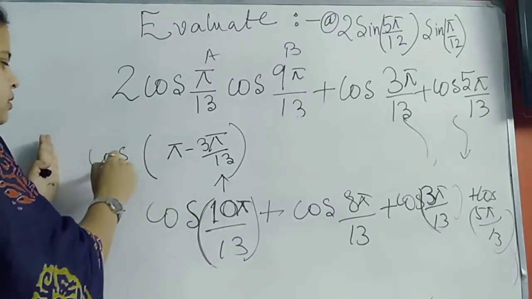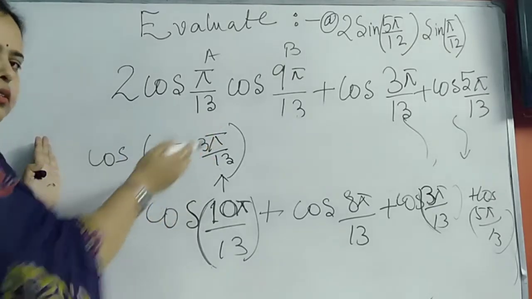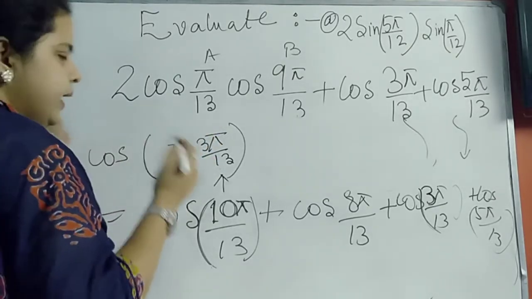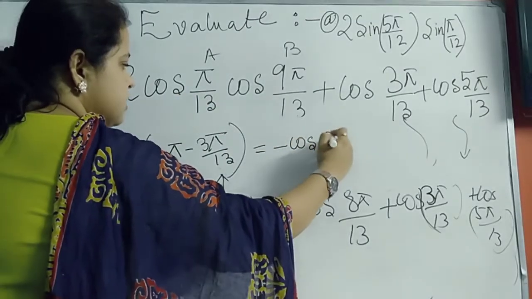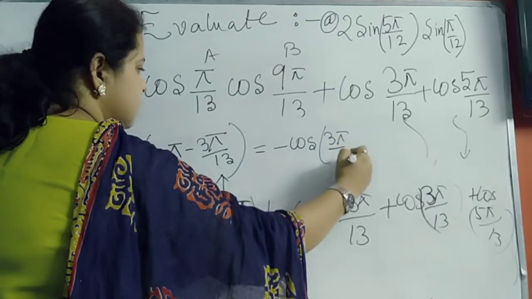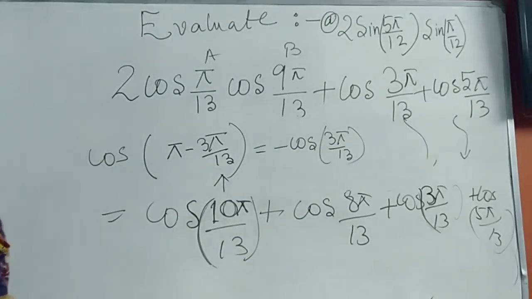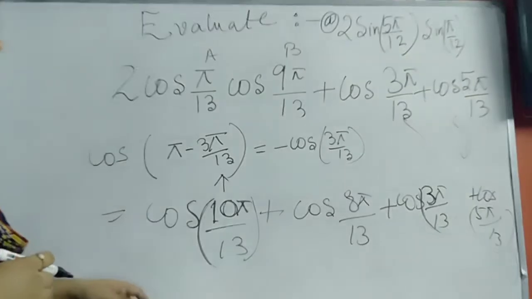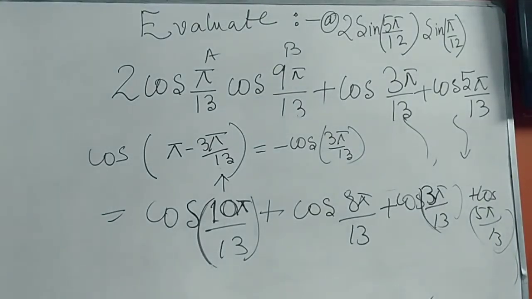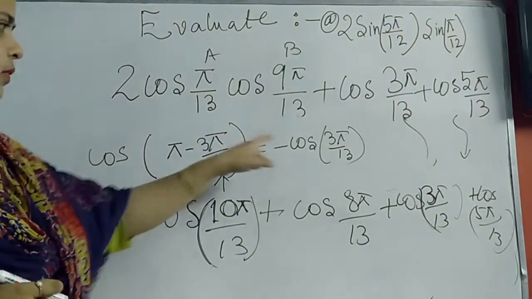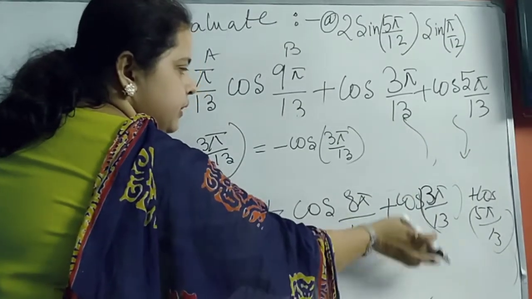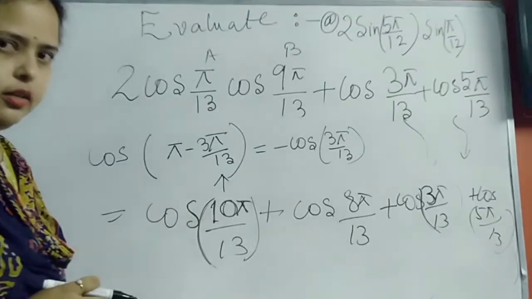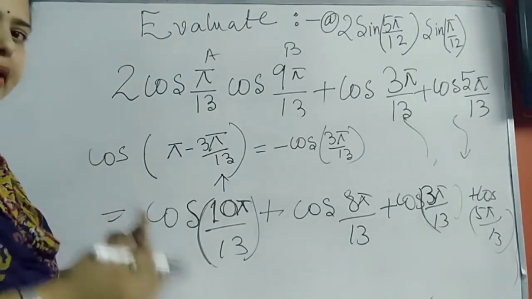So what is cos of pi minus 3 pi by 13? Cos of 180 minus theta in the second quadrant is minus cos theta. I hope it is clear to everybody. In the second quadrant, cos is negative, so cos of 180 minus theta is minus cos theta. So this term is going to cancel ultimately with this term. I'm sure it is very clear what I'm trying to do here.